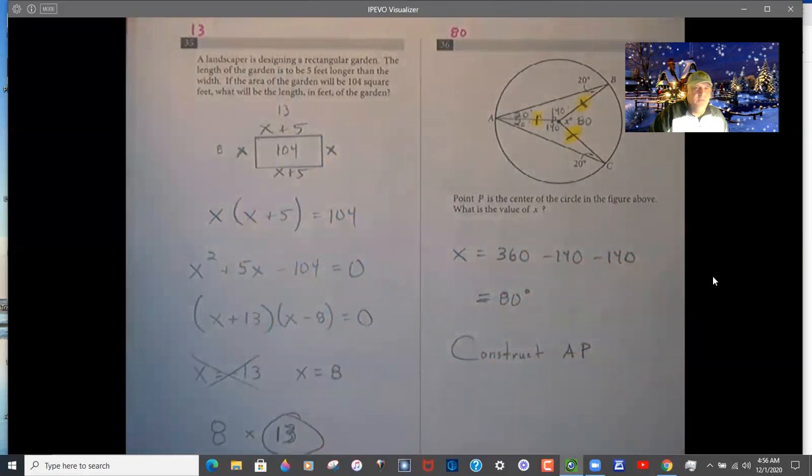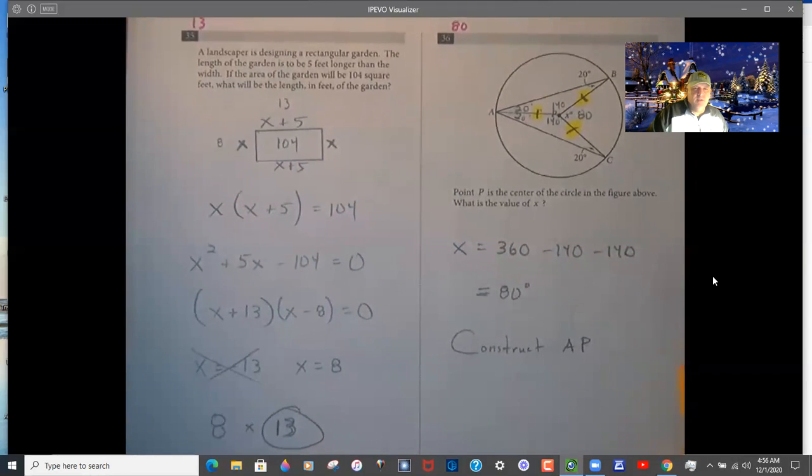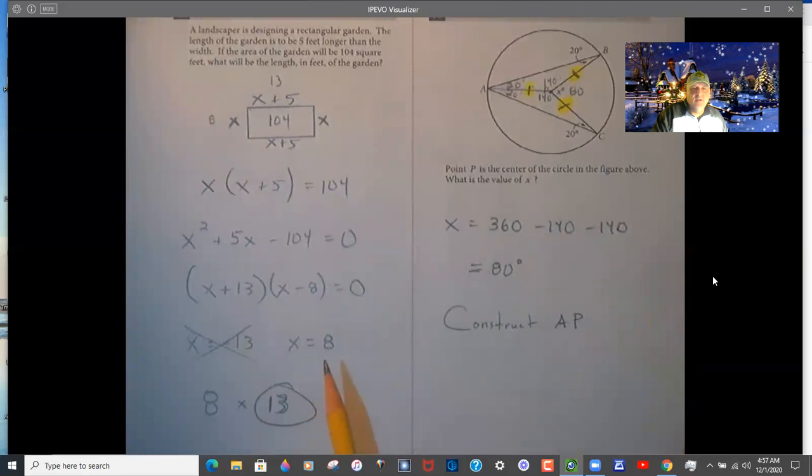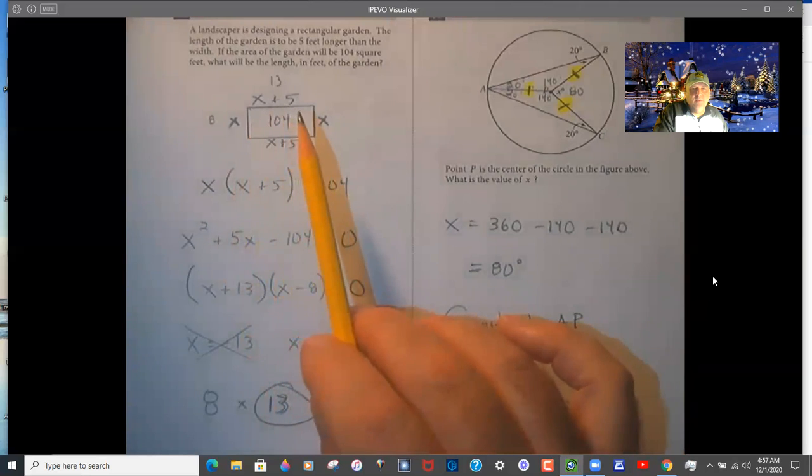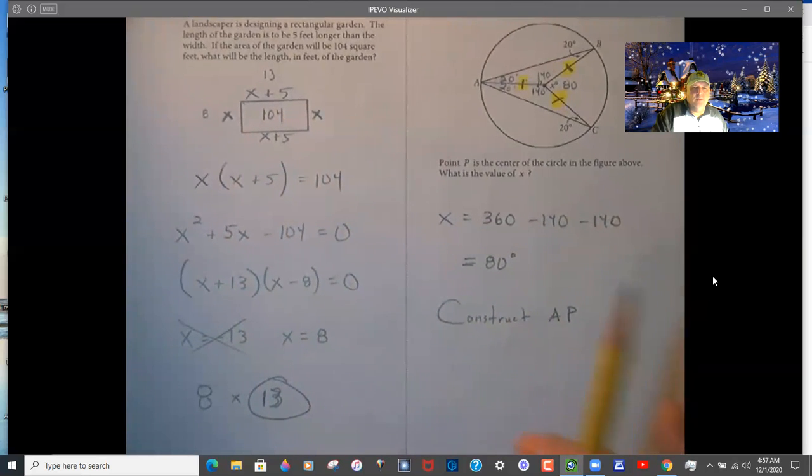You're also really thinking about two numbers that multiply to 104, which may not be obvious to you, but sometimes you can mentally do it. And then you're just figuring out the zeros of this quadratic, which are -13 and 8. And so you're going to throw the -13 away, and 8 is the width, I guess, and then the length is 13. So they want to know the length, so you fill in the 13.